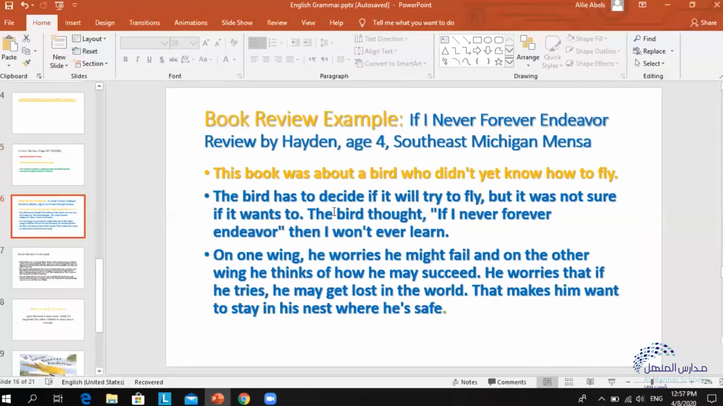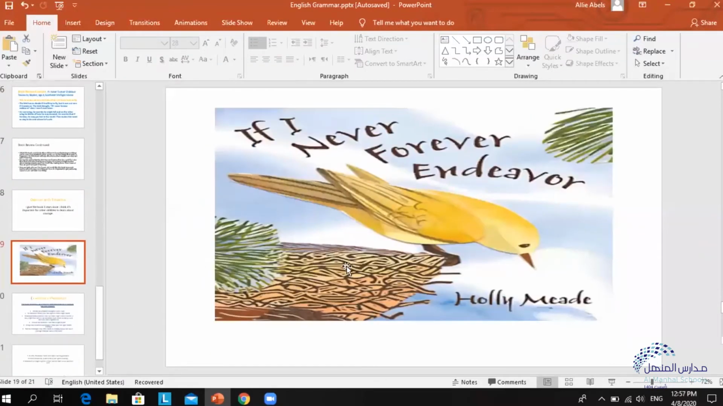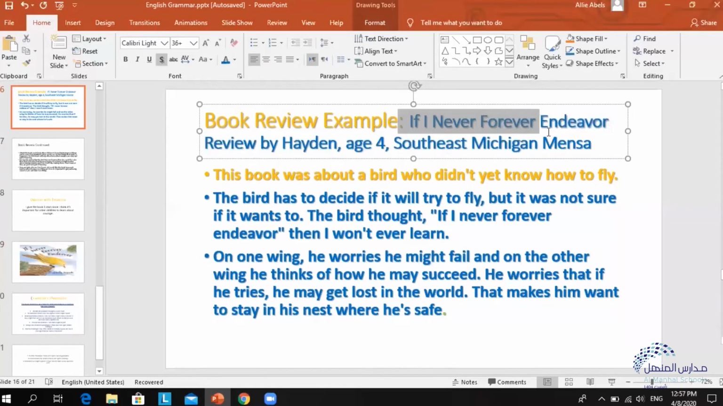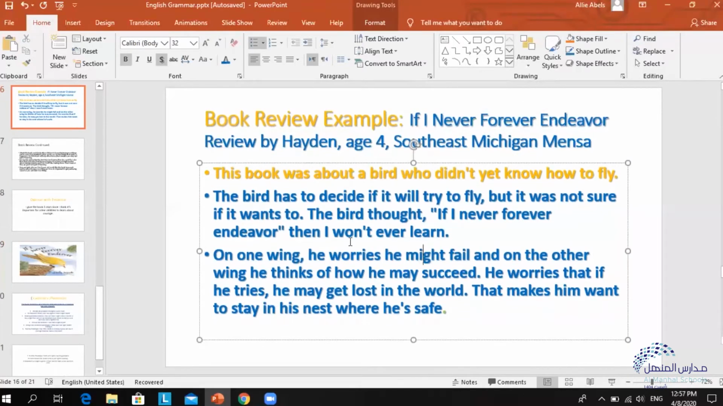I want to just show you an example of a critical review written by Hayden, who was 4 years old at the time, from Michigan. Hayden wrote a critical review. He gave his second opinion about the book If I Never Forever Endeavor. And what did he include in his critical review, in his second opinion? Number one, he told us this book was about a bird who didn't yet know how to fly.